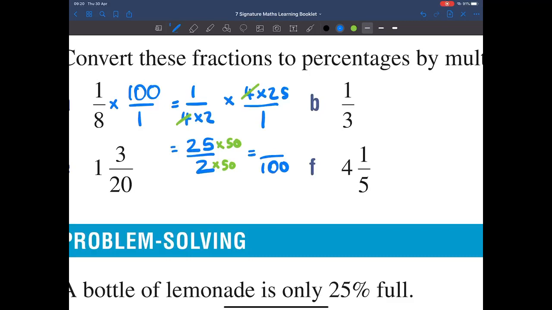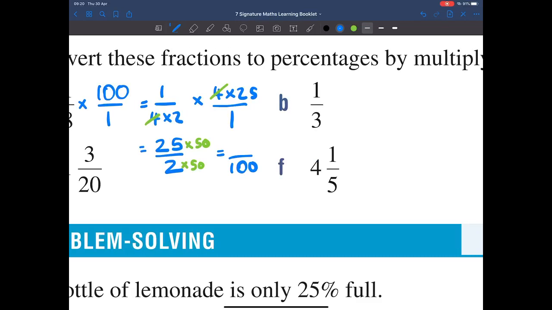Let me just review my steps. So first, I multiplied by 100. I cancelled out the common factor. I'm left with 25 halves. Okay, and what do I get now? 25 times 50, that's a hard one. So that's 25 times 10, which is 250.